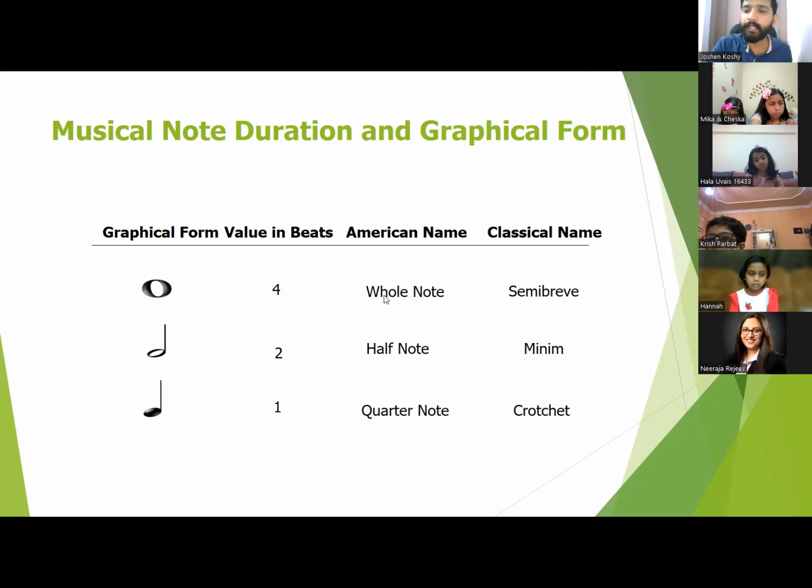Okay, so what I wanted to do is write down the symbol, the value, and the names. There are 2 names you have to learn. One is the American name, one is the British name. Okay, American name is quite easy: whole note, half note, quarter note. Okay, but the British name is a little difficult. It's semibreve, minim, and crotchet. Okay, quickly take down these notes, the symbols, the values, and the 2 names.